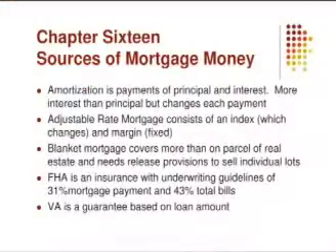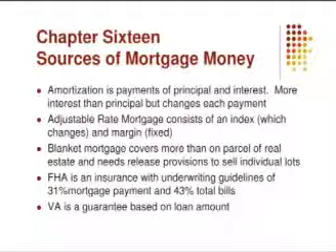To begin with, amortization is a payment of principal and interest, more interest than principal on the front side, but that all changes over time. The adjustable rate mortgage consists of an index, which changes each year, and a margin, which is fixed. A blanket mortgage covers more than one parcel of real estate and typically needs a release clause to sell individual lots. FHA is insurance with underwriting guidelines of 31% mortgage payment and 43% of total bills.